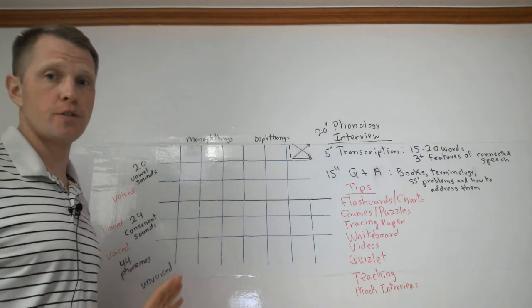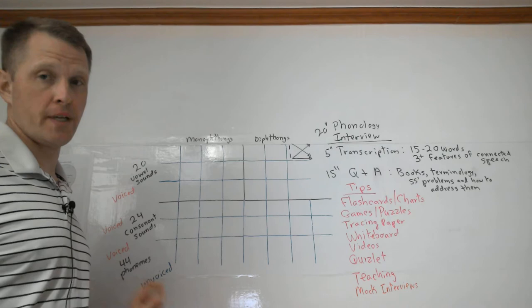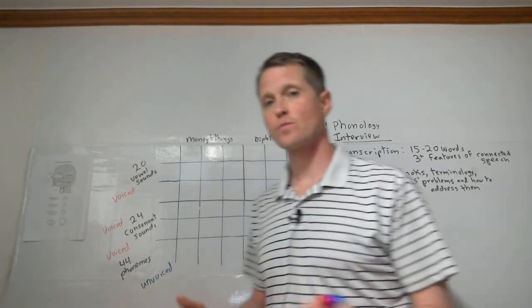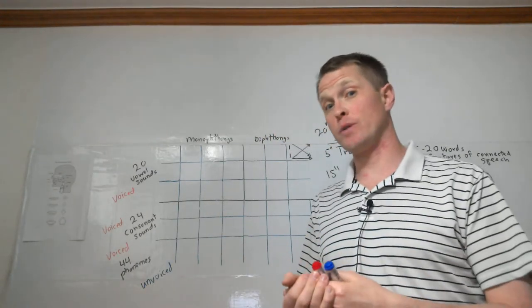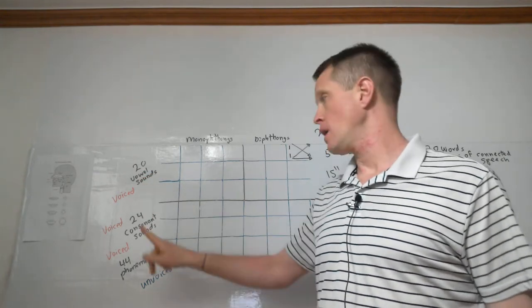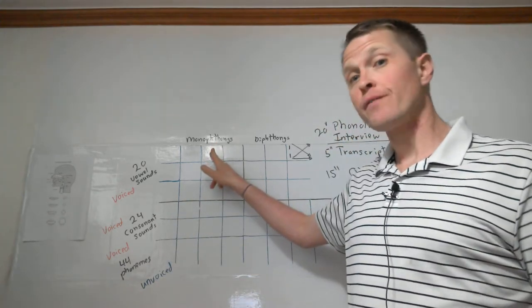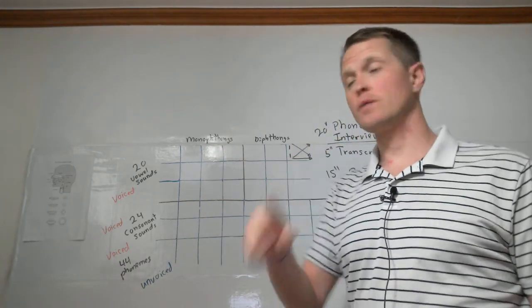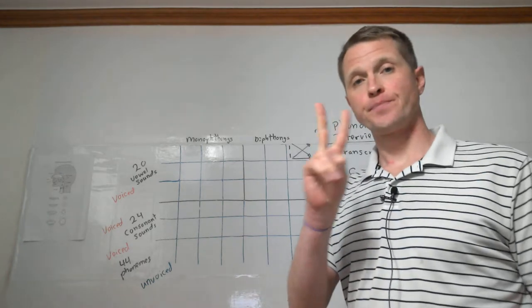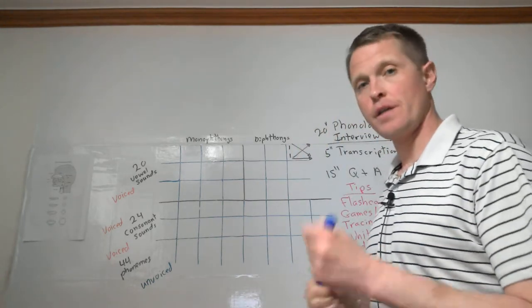This chart shows the 44 phonemes, the 44 sounds in the English language, which are divided into vowel sounds, there are 20, and consonant sounds, there are 24. And the vowels are divided into monophthongs, one sound, and diphthongs, two sounds together. So here are the sounds.